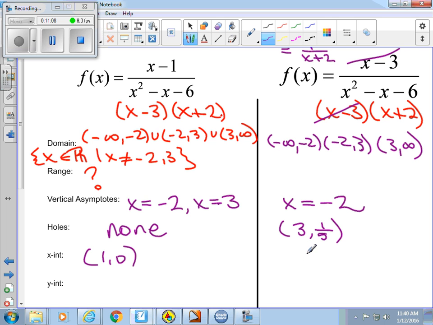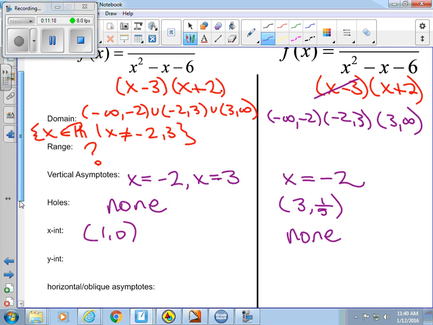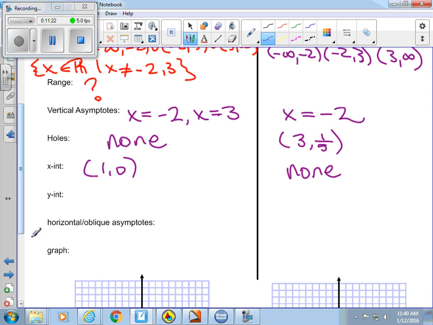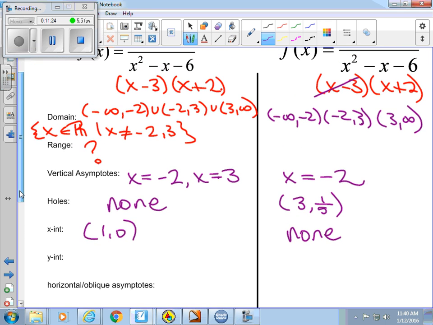The second one, you might be tempted to answer 3. No, it crosses out. It's a hole. It can't cross the x-axis there and have a hole there. That doesn't make sense, right? So there is none.